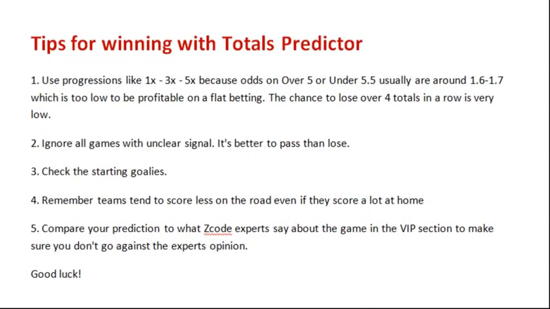And here are some important tips about winning with the totals predictor. Use progressions like 1x, 3x, 5x, because the odds on over 5 or under 5.5 are usually around 1.6 to 1.7, which is too low to be profitable on flat betting. The chance to lose over 4 totals in a row is very low. Ignore all games with an unclear signal. It's better to pass it over than to lose.